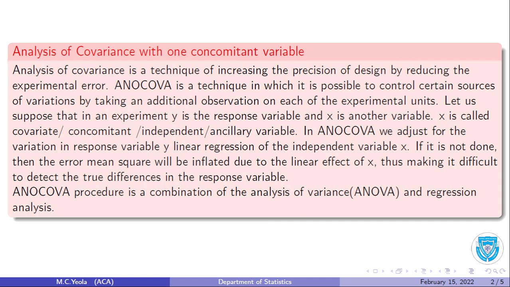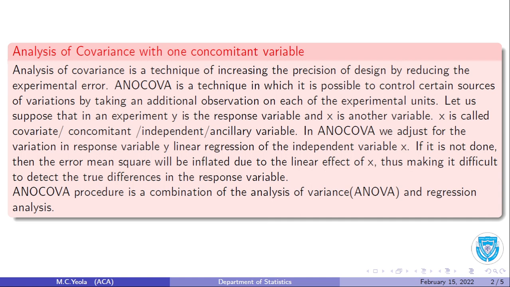In ANCOVA, we adjust for the variation in the response variable y due to the linear regression on the independent variable x. If it is not done, then the error mean square will be inflated due to the linear effect of x, thus making it difficult to detect the true differences in the response variable.